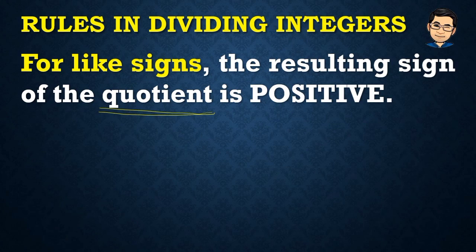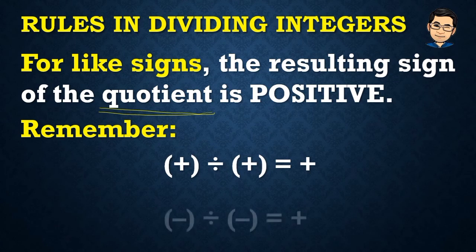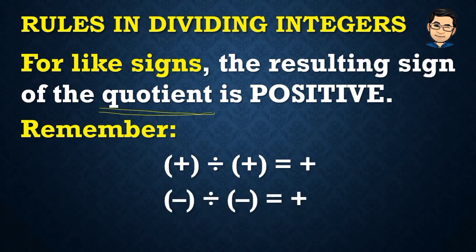Kapag positive times positive, positive. And then kapag negative times negative, positive pa rin. So, ganun lang din po dito yung kanyang rule. So, remember, again, paalala lang natin ulit, positive divided by positive equals positive. Negative divided by negative, that is positive.